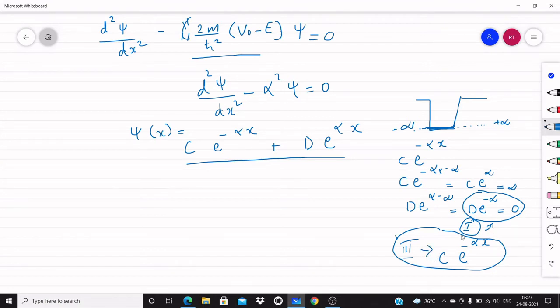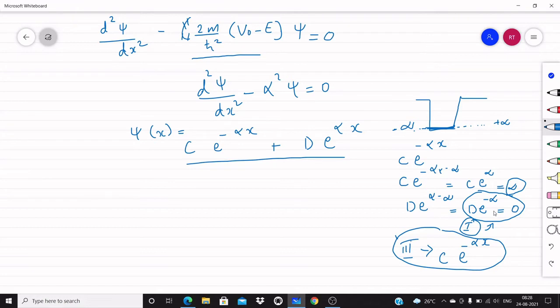So I hope you understood, because the wave function represents the particle being present somewhere in that region. If it is an increasing function, it makes clear that there is no possibility of the particle being present there, and there is a chance of the particle to escape from that region.